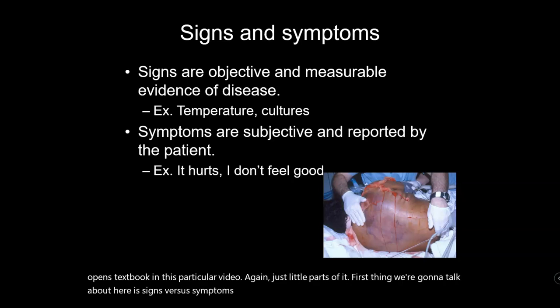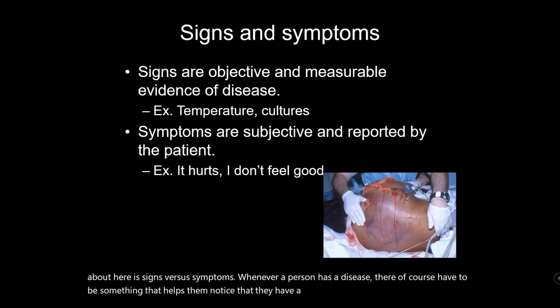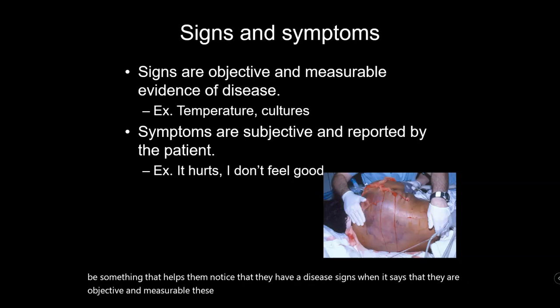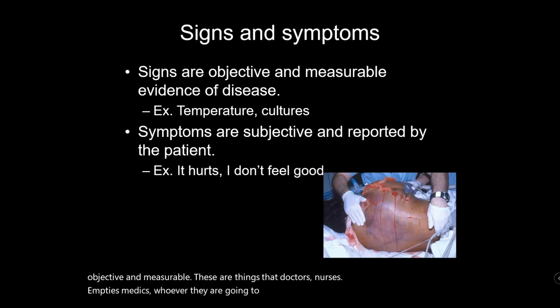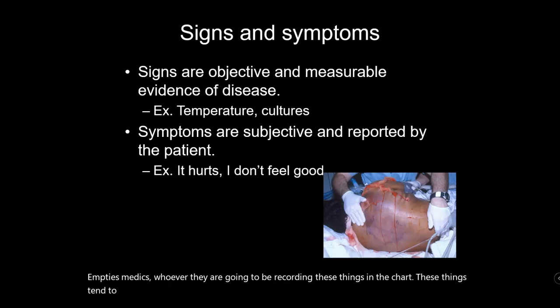Whenever a person has a disease, there of course have to be something that helps them notice that they have a disease. Signs, when it says that they are objective and measurable, these are things that doctors, nurses, EMTs, medics, whoever, they are going to be recording these things in the chart.